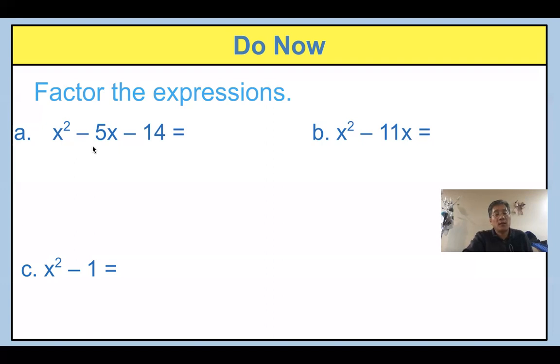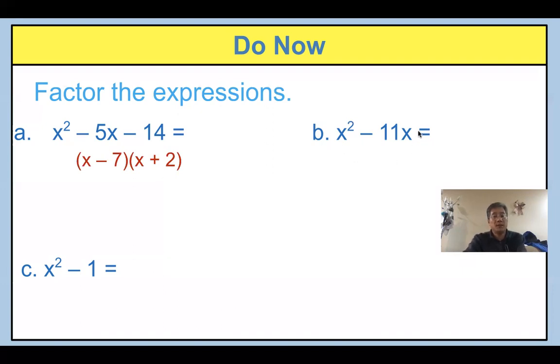So what are they? Instead of 1 and 14, you have 2 and 7 give you negative 5, right? So the negative is for 7, so 2 and negative 7. So when you write down the answer, x minus 7 and x plus 2. Do you understand?